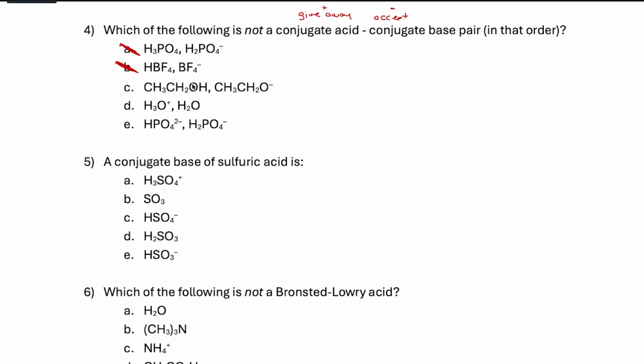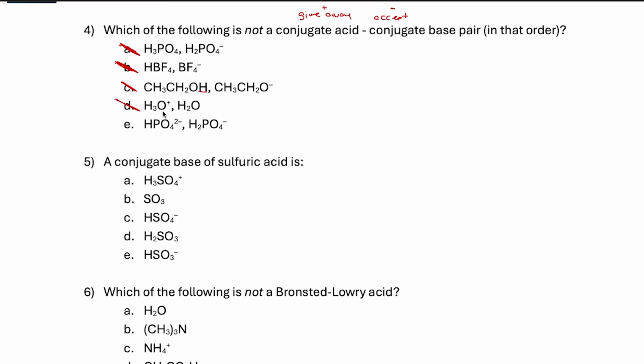CH3CH2OH, we lose this proton right over here, and we become a negatively charged oxygen, meaning that this is also a conjugate acid, conjugate base pair. H3O plus, or hydronium ion, can lose this proton and become water. And so I know that this is also a correct pair.